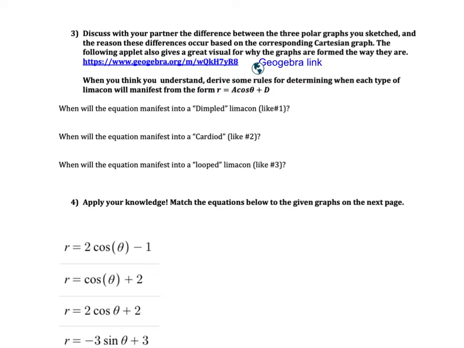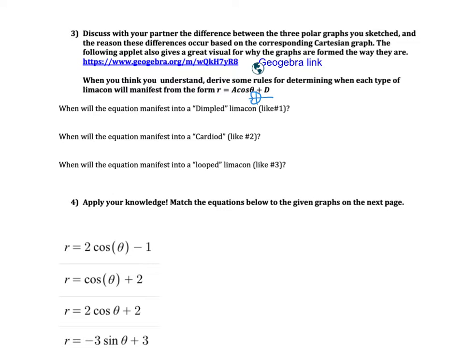So when will the equation manifest into a dimpled limacon like number 1? That's the first graph that we made. So a dimpled limacon, I'll just draw a picture. That's going to be something like this for the cosine one. The same thing would be true for sine. It would just be vertical.